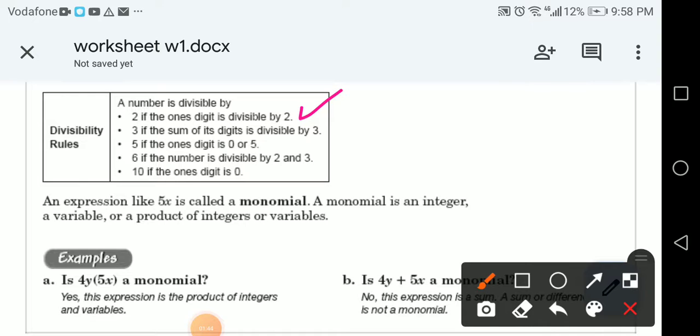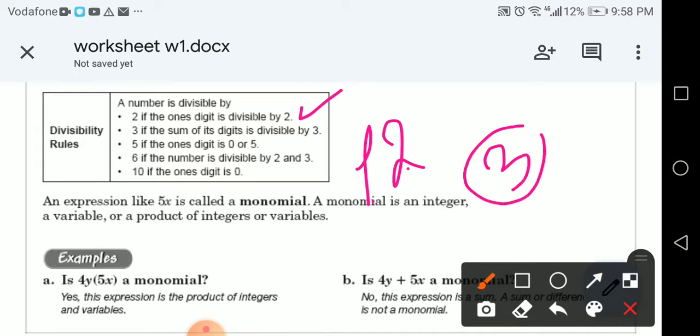3: is the sum of the digits divisible by 3 or not? So if I ask you whether this number is divisible by 3 or not, you will do what? You will add the digits, like here 12 also. Add the two digits together: 1 plus 2 gives you 3. Is 3 divisible by 3 or not? Yeah, so it's divisible also by 3.